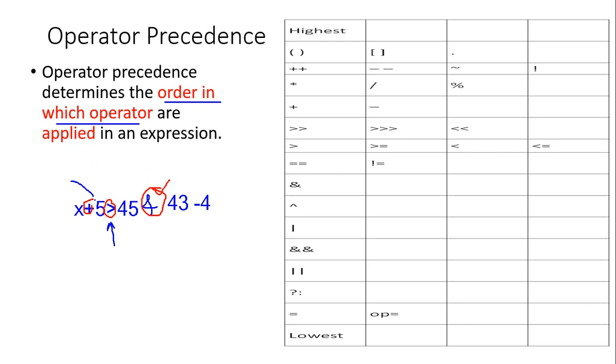You notice that this is an arithmetic operator. This is a relational operator. This is a bitwise operator. So which one will be applied? Is bitwise applied first, or relational applied first, or arithmetic applied first?